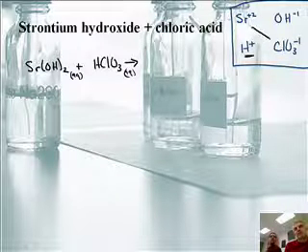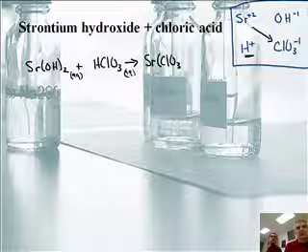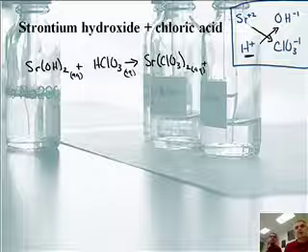Now we're going to change partners. So the strontium is going to get together with the chlorate. That's positive 2, negative 1. So Sr(ClO3)2. And I happen to know that also is aqueous. Look it up on the table if you don't believe us. Plus, H is going to get together with OH, so that'll be HOH.